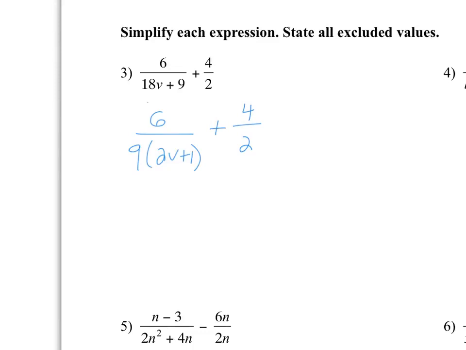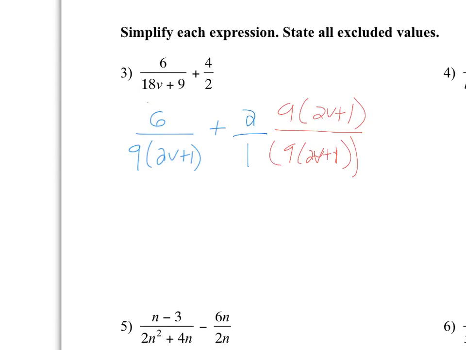Let's see. Oh, hey, we can even go back and get rid of this 4 over 2, because that's just going to be 2 over 1. 4 divided by 2 is the same as 2 over 1. And then I can easily get a common denominator if I take that 9 times 2v plus 1 and multiply it here: 9 times 2v plus 1, v plus 1, over 9 times 2v plus 1.